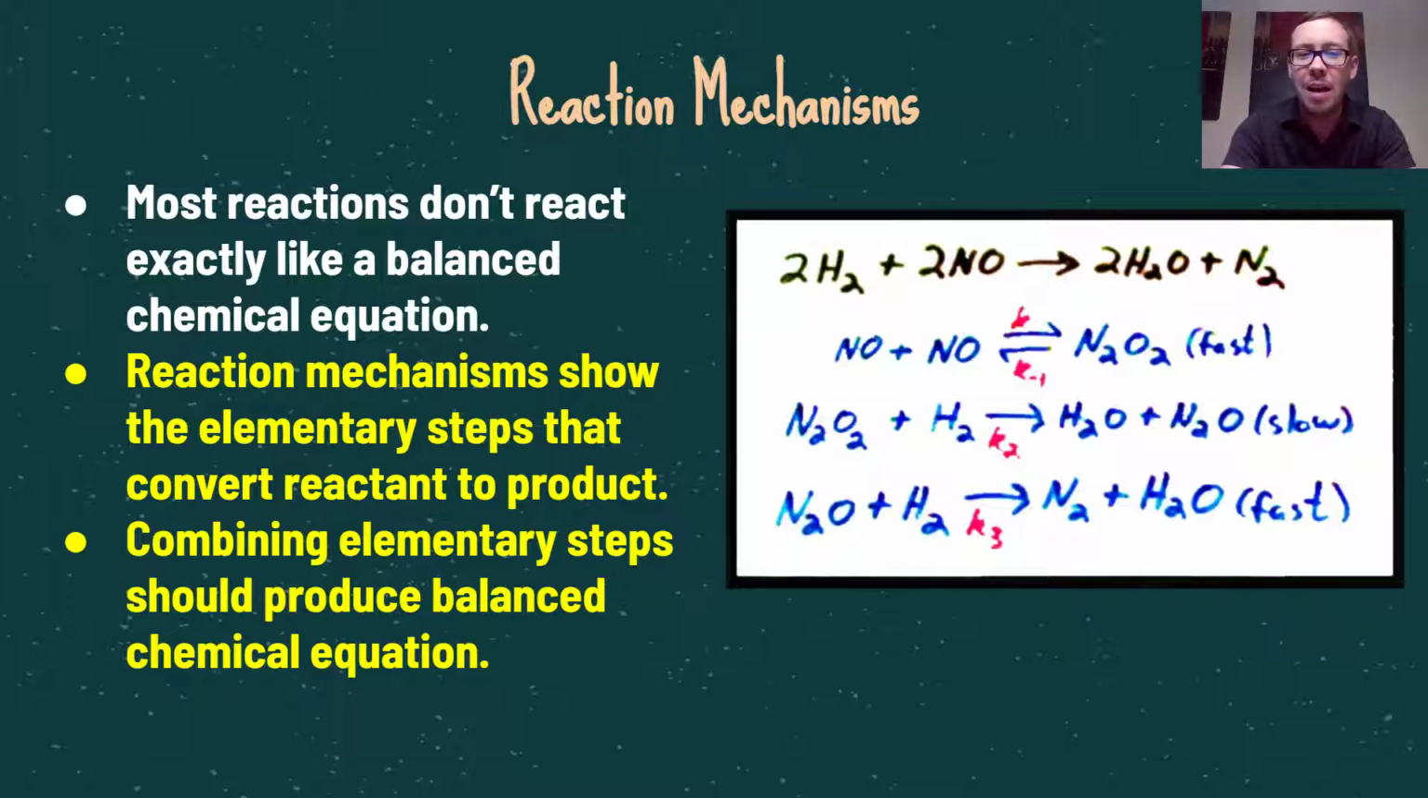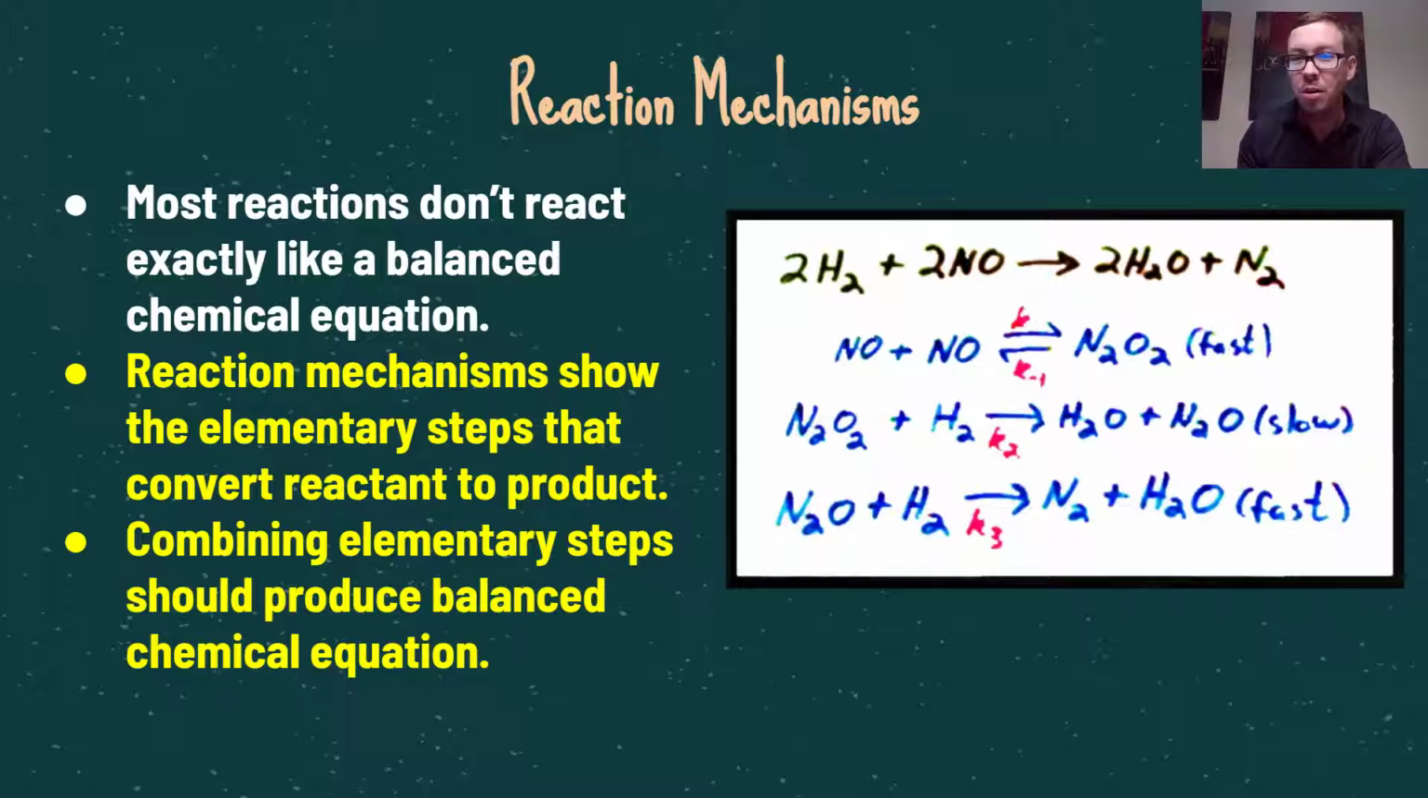So let's talk a little bit about reaction mechanisms, and we dove into this a little bit in our last video when we talked about elementary steps. Most reactions don't react exactly like a balanced chemical equation. What a balanced chemical equation does is really just tell you what your reactants and products are, but it doesn't tell you the individual steps and how to go from reactant to product. Reaction mechanisms show those elementary steps that convert our reactants into our products. Combining those elementary steps should produce a balanced chemical equation.